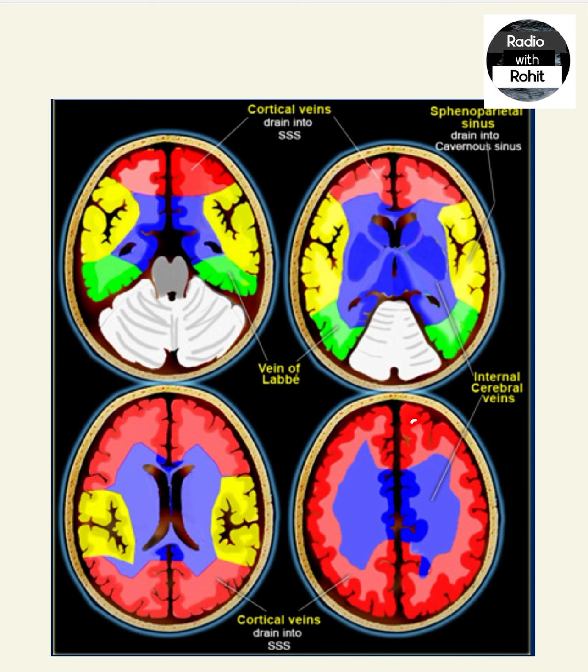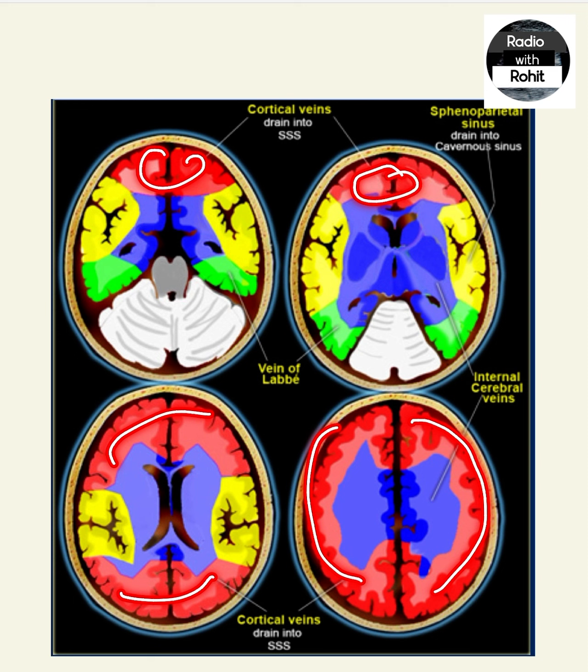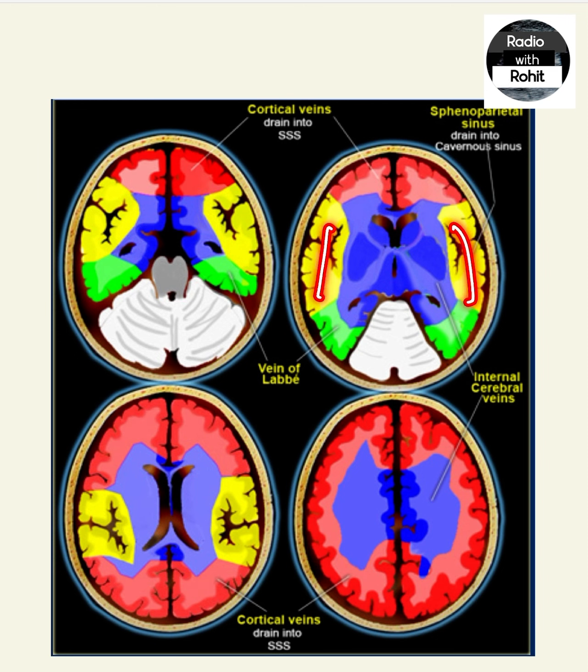I'm repeating it. This red area is drained by the superior sagittal sinus, this yellow area by the sphenoparietal or sylvian sinus, and this green area by the vein of Labbe.